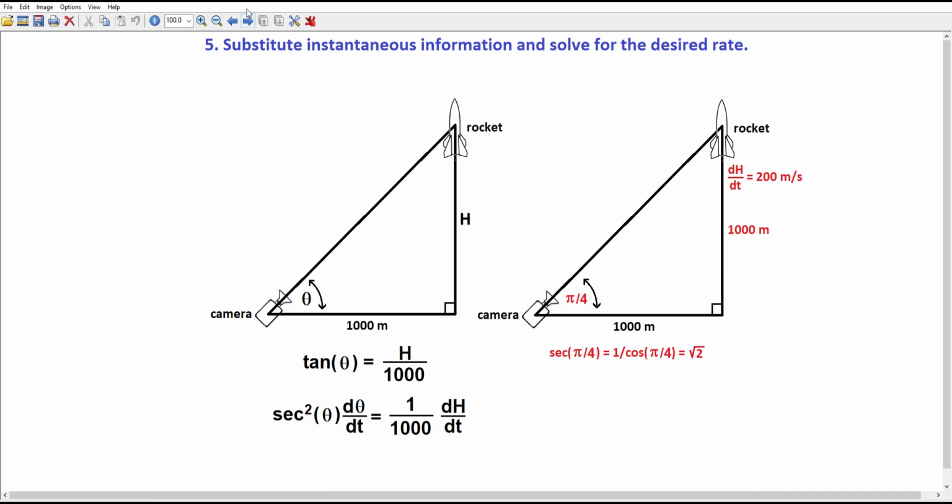Now plugging into the related rates equation, we get the square root of 2 squared times d theta dt is 1 over 1,000 times 200. And solving for d theta dt, we finally obtain that d theta dt is 1/10 radian per second.